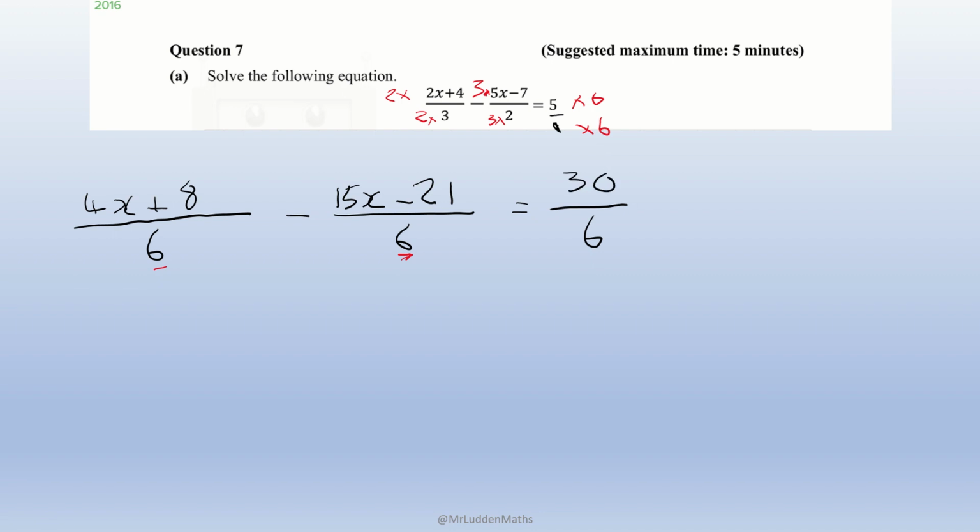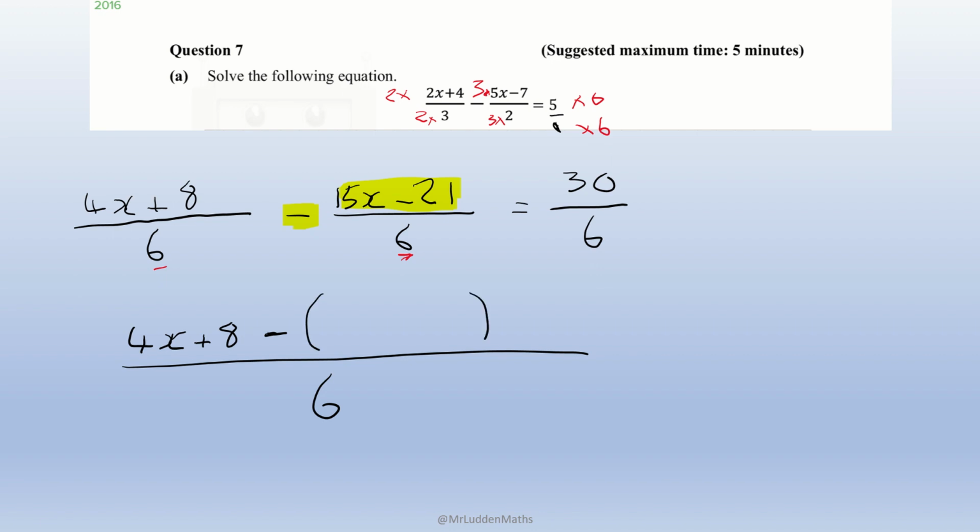My next line, now that I have everything over one denominator, I'm going to write it all over 6, and I'm going to start putting things up on top here. So I'm going to have my 4x plus 8. Now again, minus sign, be careful, they love throwing those minus signs in there. So we've got our minus, but remember our minus is acting on everything here. 15x minus 21. So I'm going to put my brackets up. 15x minus 21 is equal to 30.